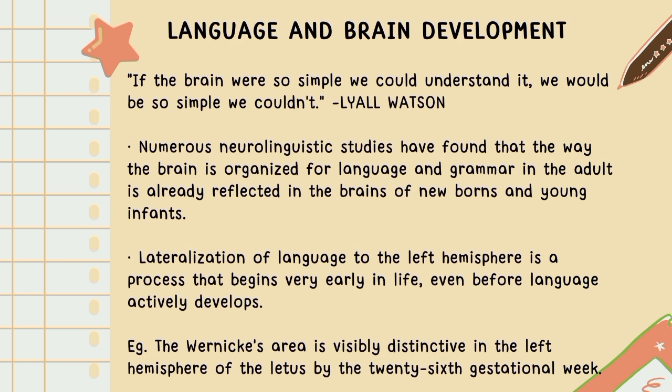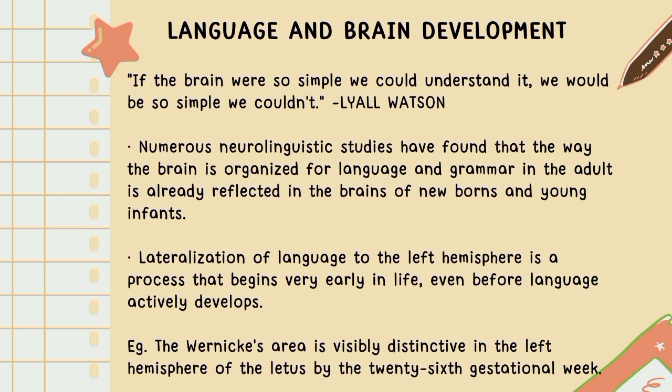For example, Wernicke's area is visibly distinctive in the left hemisphere of the fetus by the 26th gestational week. It means that even before birth, a baby's brain shows signs of being wired for language. By the 26th week of pregnancy, the area of the brain responsible for understanding language, Wernicke's area, is clearly developed in the left side of the brain.